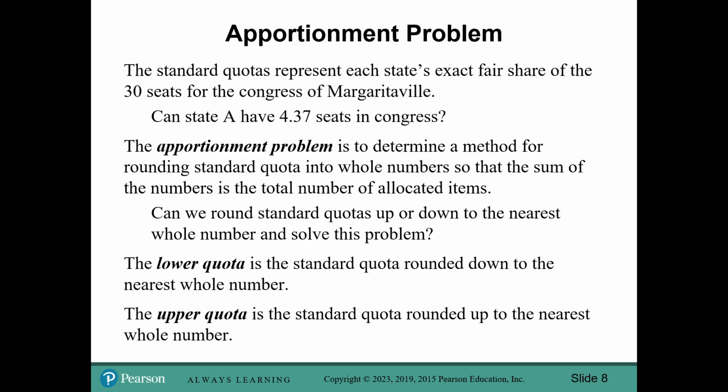So let's look at the lower quota versus the upper quota. The lower quota is the standard quota rounded down to the nearest whole number, while the upper quota is the standard quota rounded up to the nearest whole number.